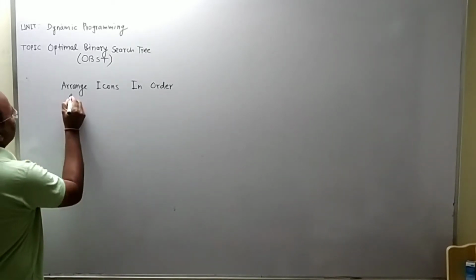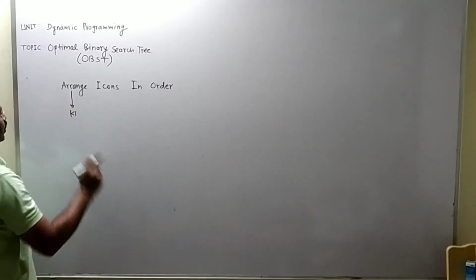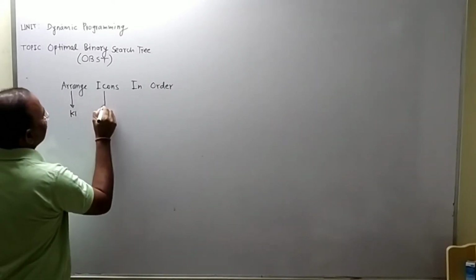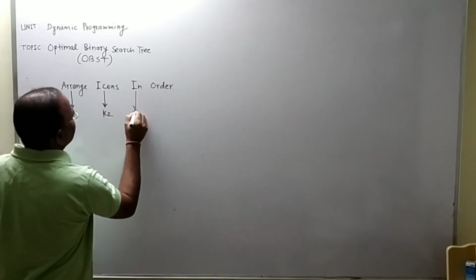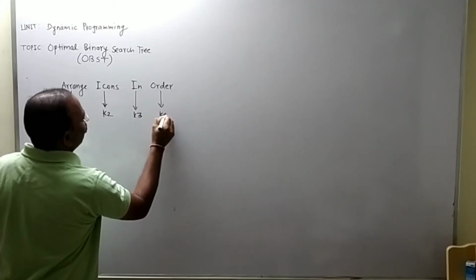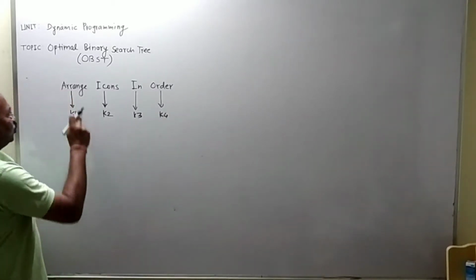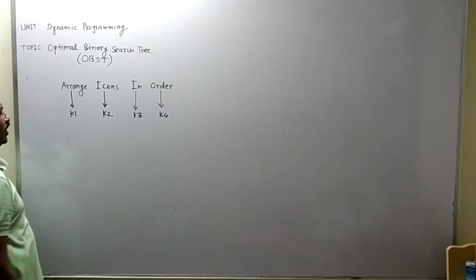Now consider this is K1. K1 is the actual key, K2 actual key, K3 actual key, K4 actual key. So there are 4 words, meaning we have 4 actual keys.